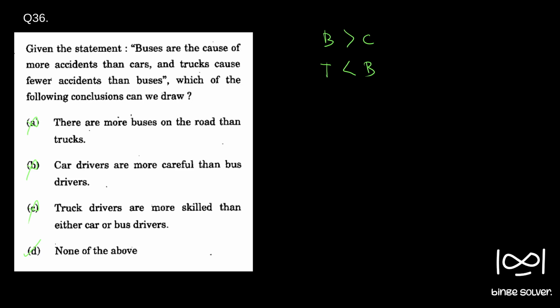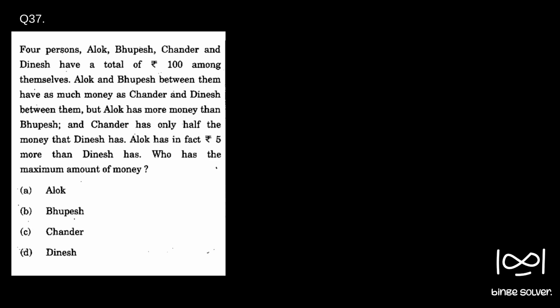Moving on to the next question, question 37. Four persons, Alok, Bhupesh, Chandar and Dinesh, have a total of 100 rupees. It's a big question. We'll just read the final question first. Who has the maximum amount of money? So we don't have to find the exact amounts. We just need to find the person with the largest amount.